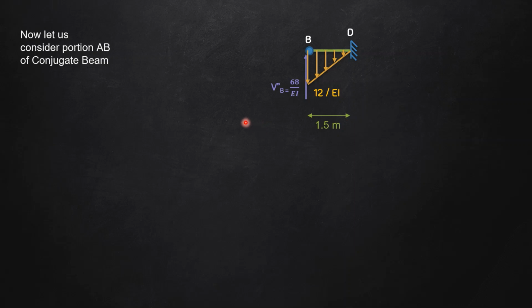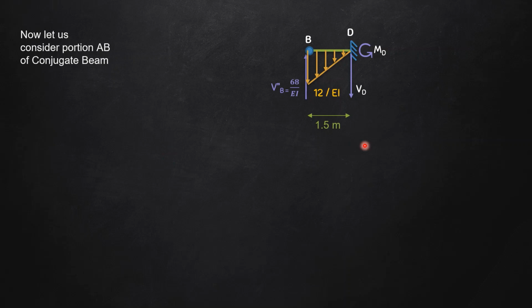So since V dash B was 68 divided by EI in the downward direction, therefore V double dash B will be 68 divided by EI in the upward direction. Okay, so what are our unknowns here? Our unknowns are VD and MD. Please understand, both these directions are assumed. If any of these values come as negative, I'll simply change the direction.